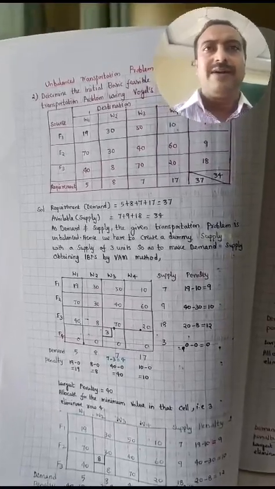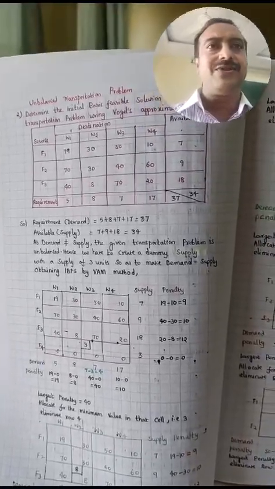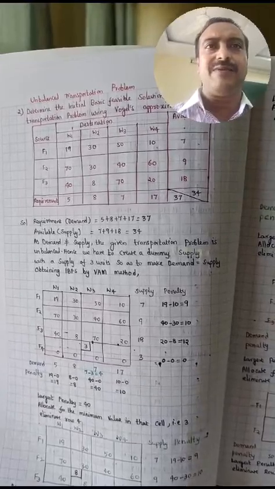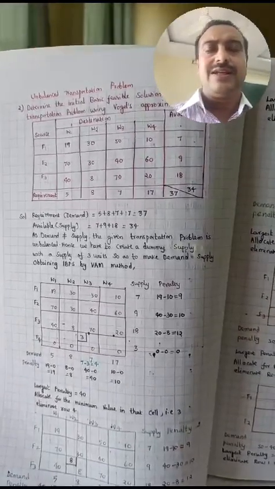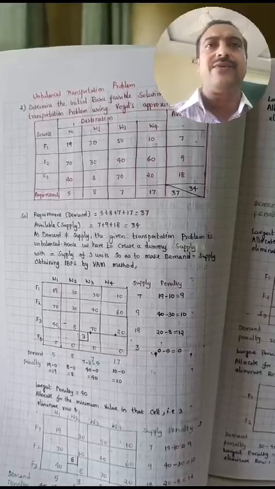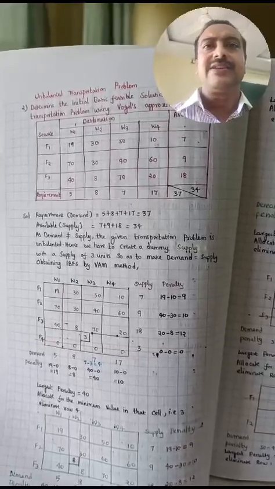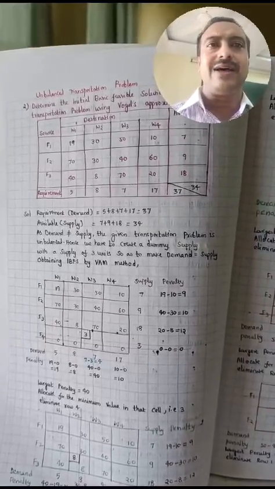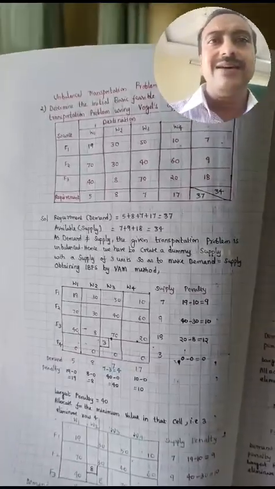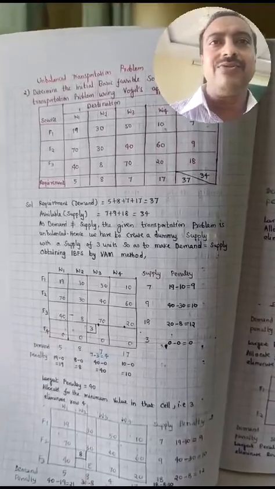Unbalanced problem. Determine the initial basic feasible solution to the following transportation problem using Vogel's approximation method. Here also there are 3 sources and 4 destinations, and the requirements are given down and the availabilities are given to the right. Means demand, the requirement value.